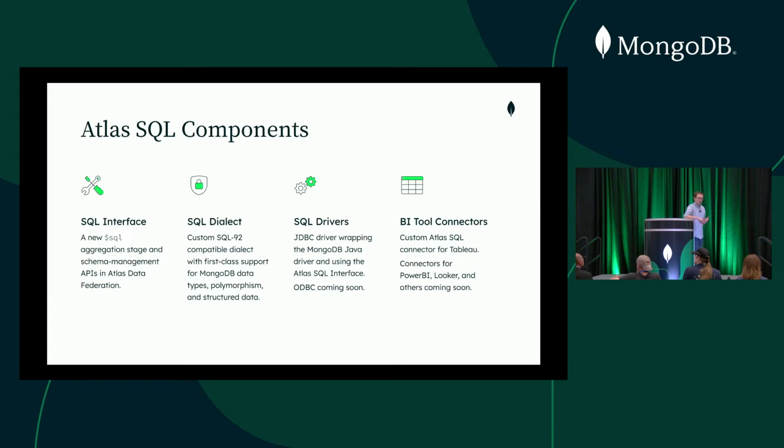Starting from the left, we can see the first of 4 components that make up Atlas SQL. So Atlas SQL is not a single piece of software. In fact, it's multiple software components that span the entire software stack between your Atlas data and your BI tool. The Atlas SQL interface on the left is a new $SQL aggregation stage and schema management APIs that have been added to Atlas Data Federation. Next, we have the SQL Dialect that you use when you issue $SQL queries against Atlas Data Federation. This dialect is SQL 92 compatible, but it also provides first-class support for MongoDB data types, polymorphism, and structured data.